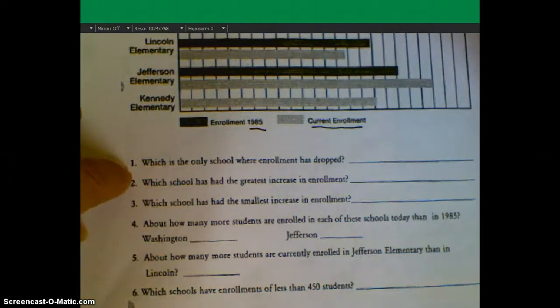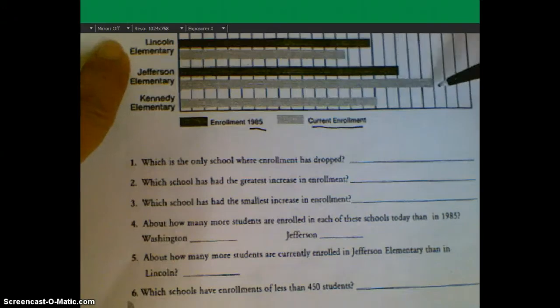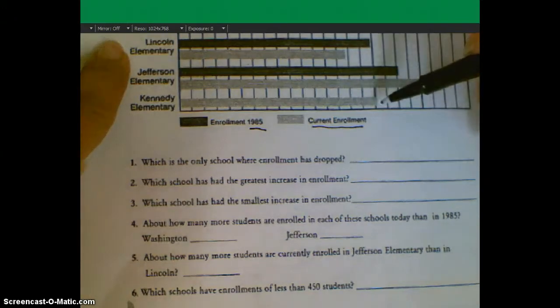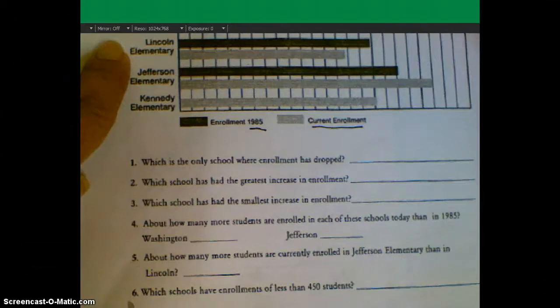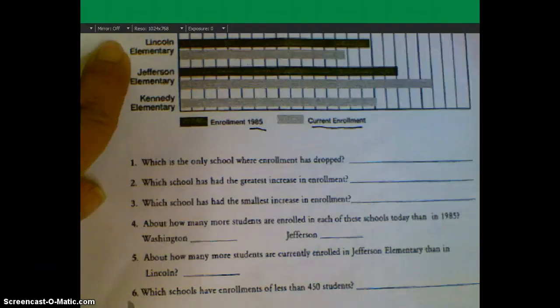So we want to look for the gray boxes to the black boxes. Black to gray went up here, black to gray went up, black to gray, this one went down. This must be our only one, but we'll check. Black to gray went up, and this one, there is no black. If we look at our directions up here, it also talks about how that's a brand new school. It says it also shows the current enrollment of Kennedy Elementary, which was built in 1990. This black one was showing 1985.